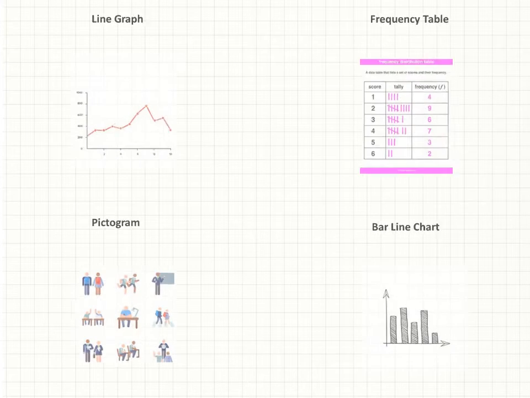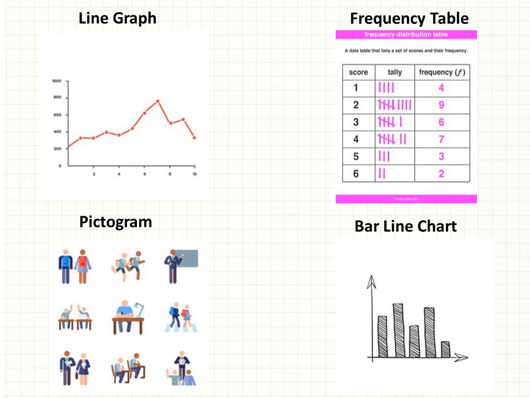Now, I'll show you again what a line graph, frequency table, pictogram, and bar line chart is. Remember this line graph? Of course, I know you will remember. Frequency table, remember? Sure, you will. And the pictogram, the pictures? Yes, you do. And bar line charts represent information in bars. So these are the 4 ways that we can display or represent information in data handling.